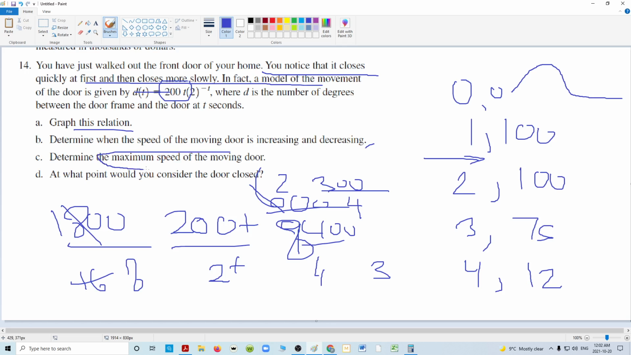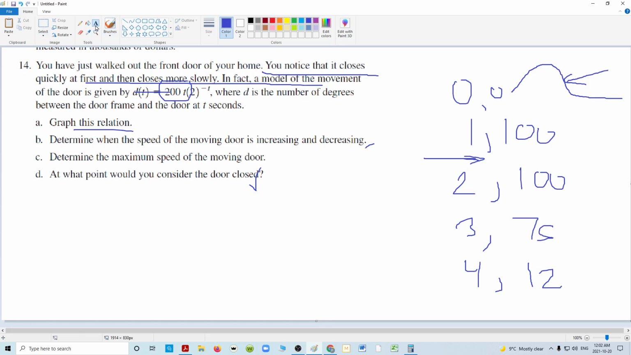Determine the maximum speed of the moving door. That would be the inflection point right there. At what point would you consider the door closed? Never. Okay, so there's the graph. Determine when the speed of the moving door is increasing and decreasing, so there's going to be a peak somewhere here. So let's find the derivative.